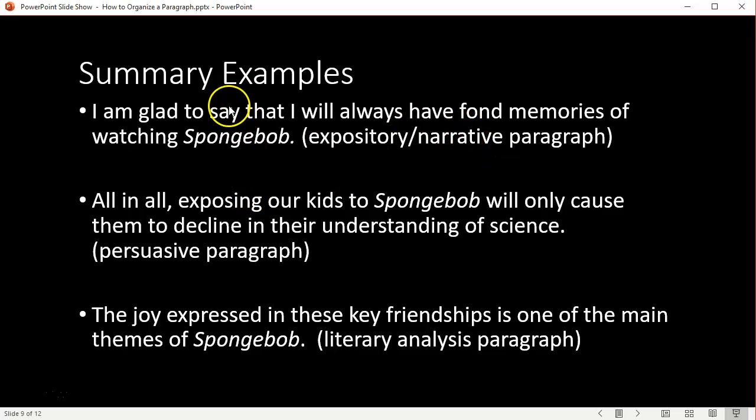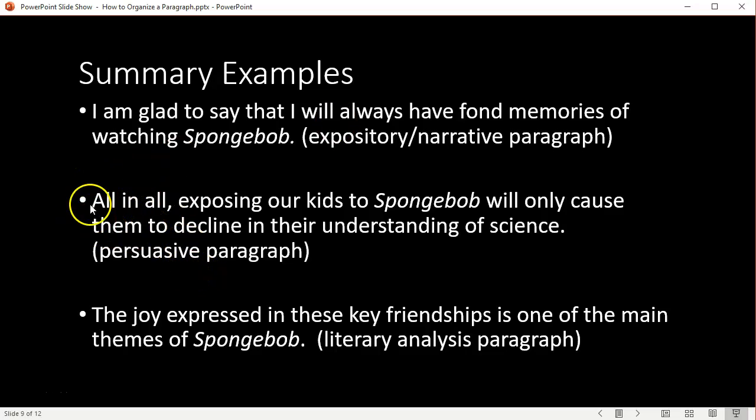For my narrative paragraph, I might double back and say something like, I am glad to say that I will always have fond memories of watching SpongeBob. Notice that this is the only paragraph example where I've used the pronoun I. Typically when we write formal things like essays and paragraphs, we want to leave first person out of it. But since this paragraph is narrative, it's explaining my own experiences, of course I'm going to be using I.